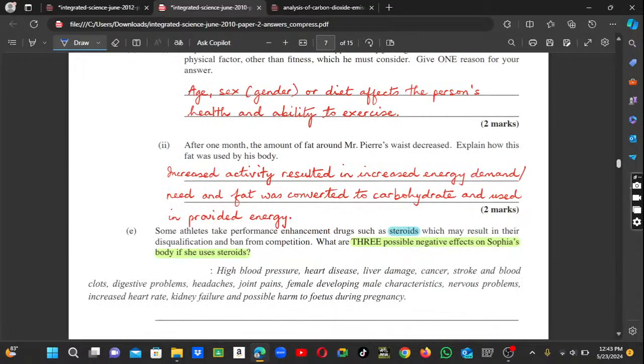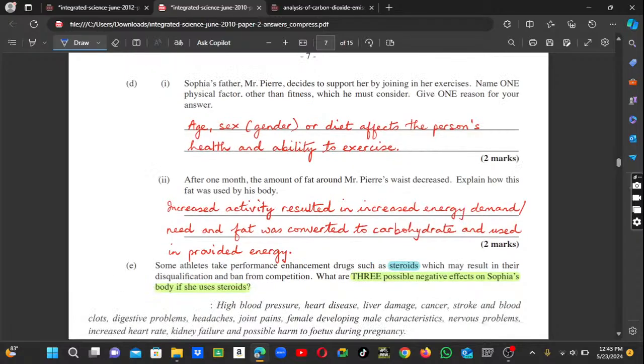All right, moving forward. The next one says Sophia's father, Mr. Parrot, decides to support her by joining in her exercise. You need to name one physical factor other than fitness which he may consider, and give one reason for your answer. So we're talking about age, sex, gender. Age: how old is the person, over 60 or below 60. That would be a difference.